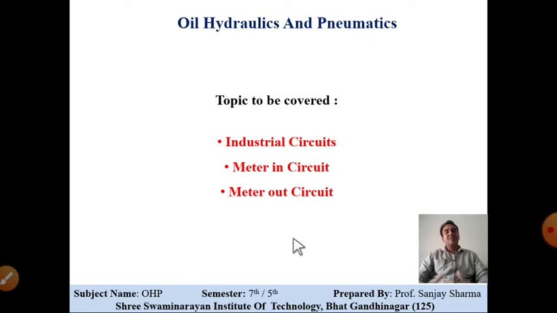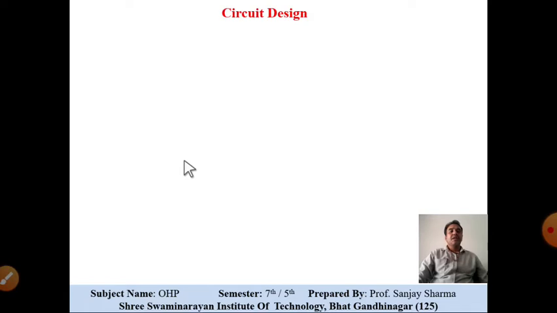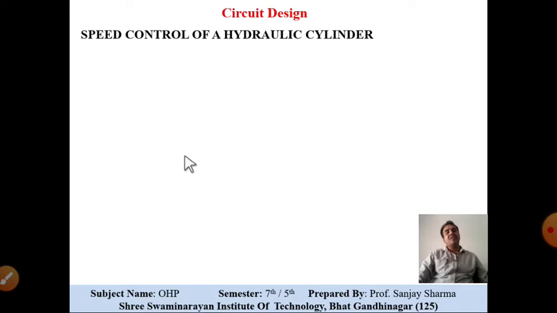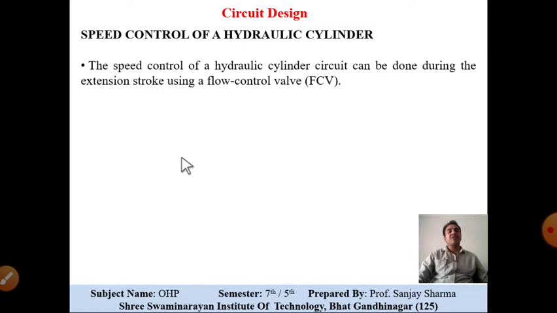What is this meter in and meter out circuit? Normally when we are utilizing the industrial circuit, there is some requirement as per the work output. There should be some change in the speed of working of an actuator. So friends, now speed control of a hydraulic cylinder. Actually the speed control of the hydraulic cylinder is mainly done with the help of this meter in or meter out circuit.